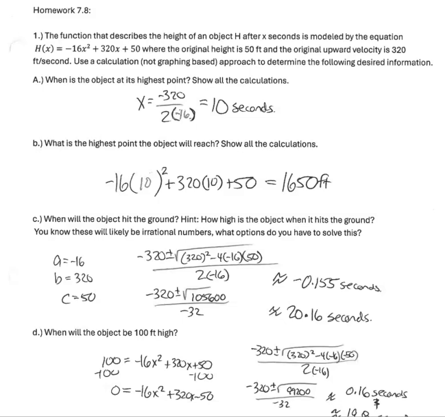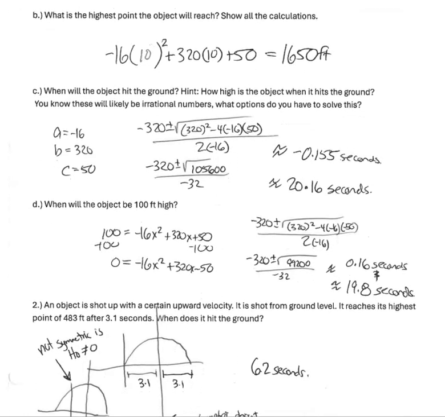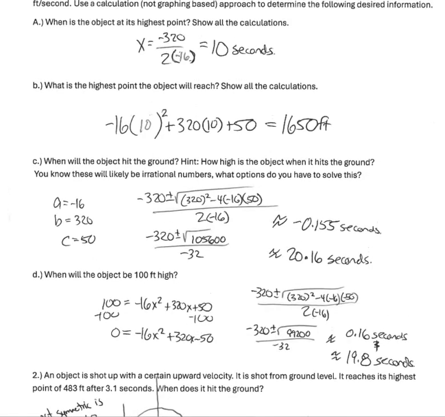Hopefully that makes sense. Next, when will the object be 100 feet high? You're basically saying, when will negative 16x squared plus 320x plus 50 equal 100? If you were solving by graphing, you could either set it equal to 0 and then look at the x-intercepts, or you could just see where this thing is at 100 feet high. When you do it using the quad formula, you have to get one side equal to 0, so you can get your a, b, and c value.